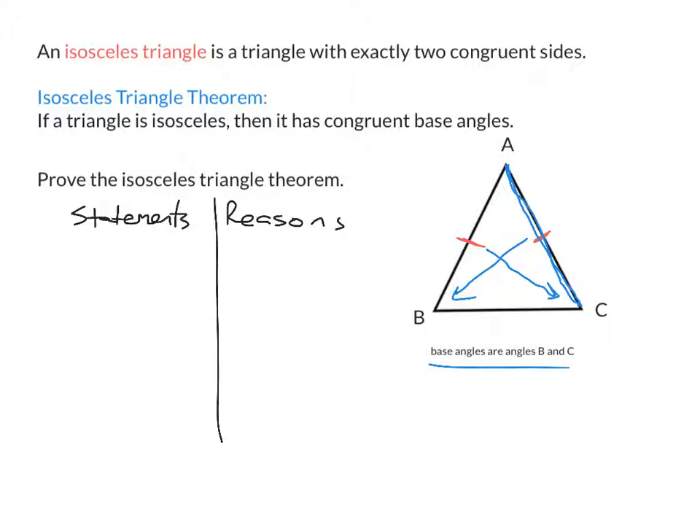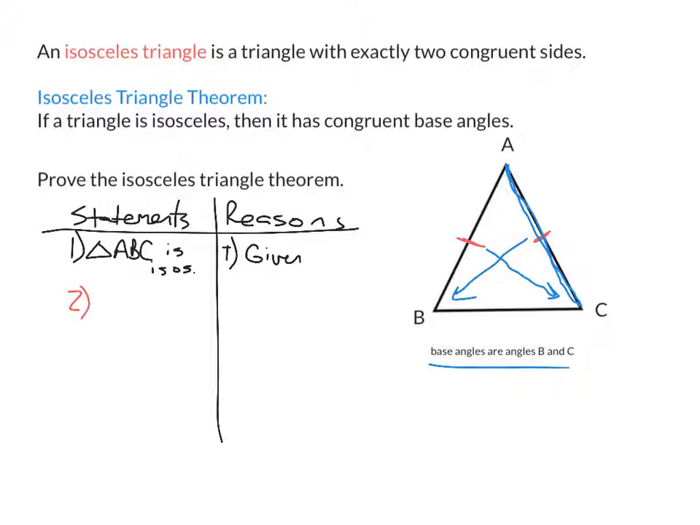So there are my two columns. Now, whenever we make a proof, we always start with our hypothesis. And our hypothesis here is that we have an isosceles triangle. Okay, so if we have an isosceles triangle, we can say triangle ABC is isosceles. And what's our reason for being able to say that? Well, that's what our hypothesis was, so we'll basically call that our given. That's what we were given. We were told that had to be true.